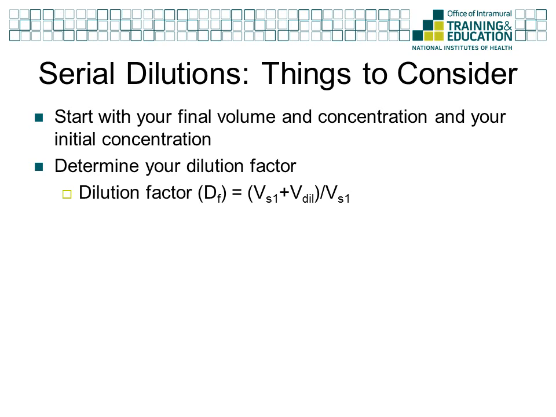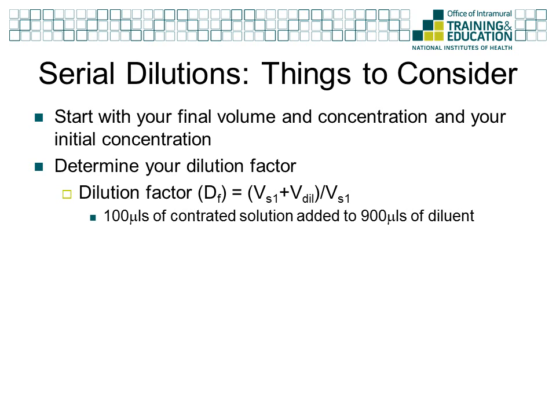Mathematically, it is equal to the sum of the volume of your stock solution you are adding and the volume of the solvent you are making the dilution in, divided by the volume of your stock solution. So, if you are adding 100 microliters of your concentrated solution to 900 microliters of your solvent, your dilution factor would be the sum of 100 microliters plus 900 microliters divided by 100 microliters. This would mean your dilution factor is 10.